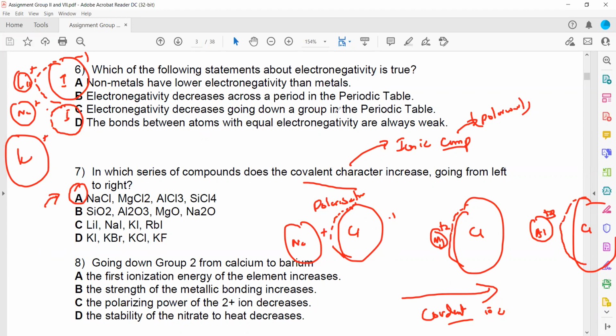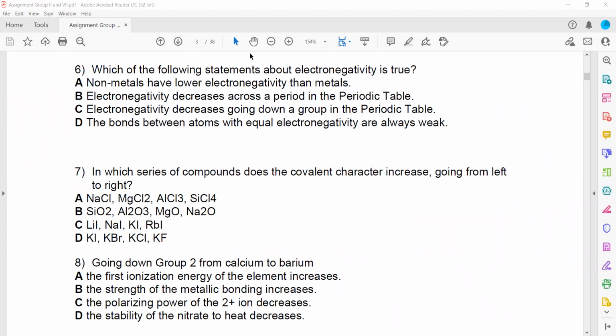Question 8. Going down the group from calcium to barium, what happens? The first ionization energy of the element increases. That's wrong. The first ionization energy decreases because calcium has 2 electrons, barium also has 2, but farther away. So ionization energy decreases. It is easy to remove an electron from a lower element in the group.